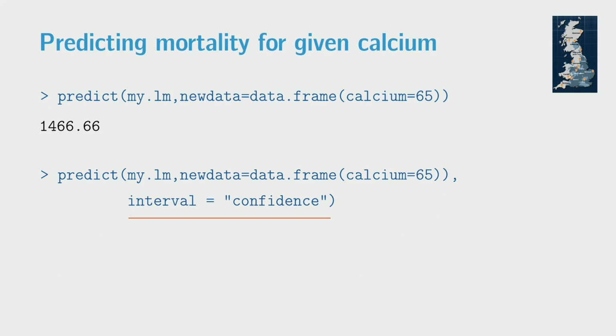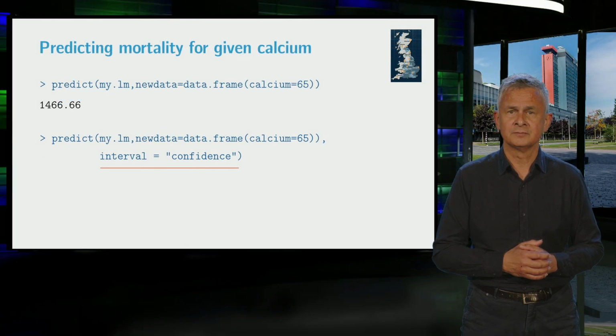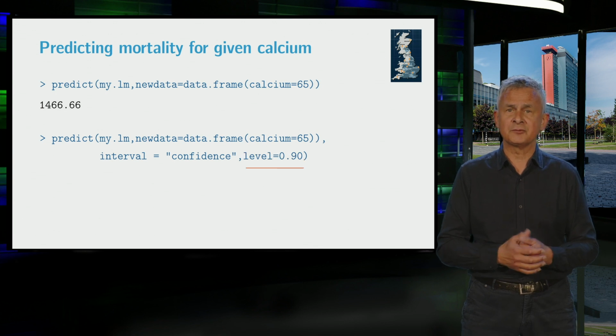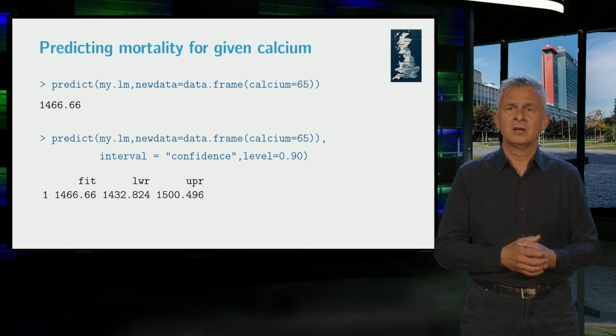The nice thing about this method is that by simply adding the option interval equals confidence, the R function predict also returns the lower and upper bound of a confidence interval. By default, the level is 95%, but this can be changed by means of the option level. Running this call, R returns the point estimate and the lower and upper bounds of the 90% confidence interval for the expected mortality at calcium concentration 65.